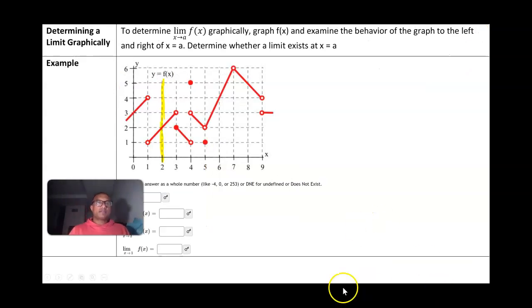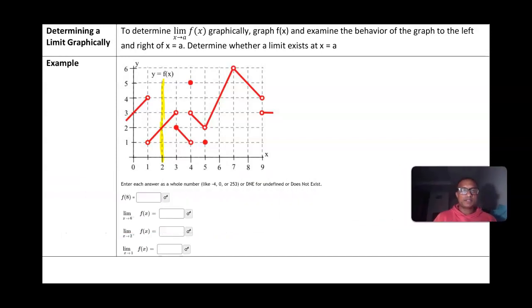Okay, now let's do it graphically. To determine the limit graphically, you would graph f of x, which is done for you, and you would determine the behavior to the left of x equals a and to the right of x equals a, and then determine whether the limit exists. So let's take a look at f of 8. Let's focus on this value of x, which is x equals 8.